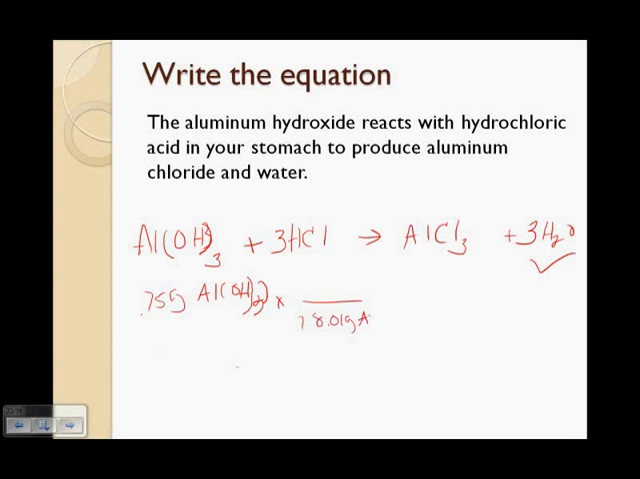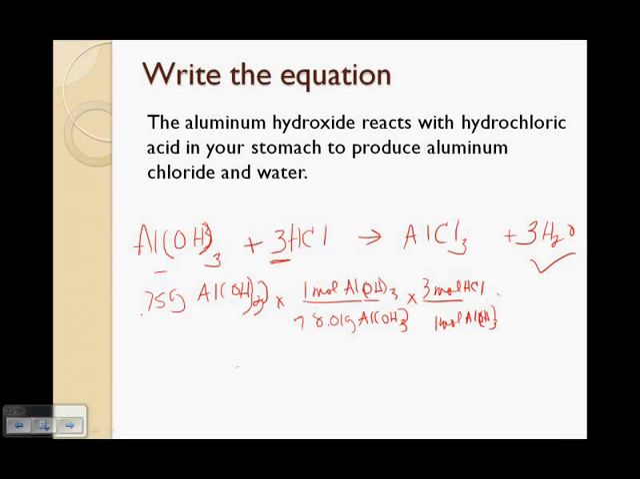78.01 grams of aluminum hydroxide gives me 1 mole of aluminum hydroxide. And I'm trying to figure out how much HCl I can neutralize, so I have to convert from moles of aluminum hydroxide to moles of HCl, and this is where I use the mole ratio. So what I know is 1 mole of aluminum hydroxide is going to neutralize 3 moles of HCl.